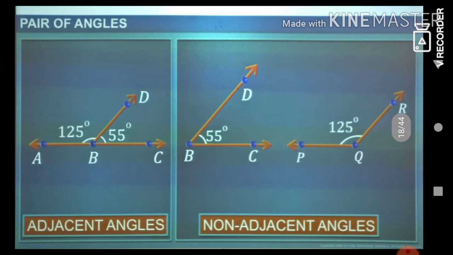But the second one is not. It is non-adjacent angles, so they can't form a linear pair. So this second one's sum is 180 degrees, but they are non-adjacent, therefore they can't form a linear pair of angles. So I hope it is clear to you.